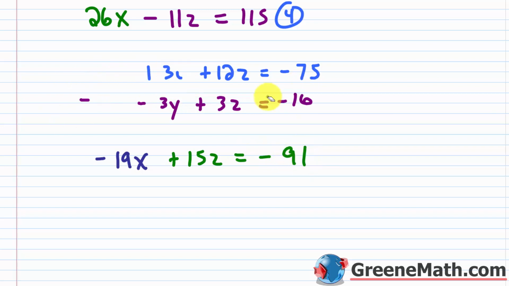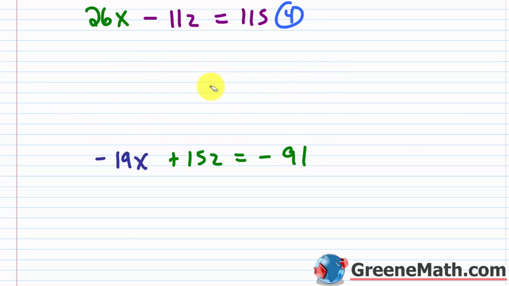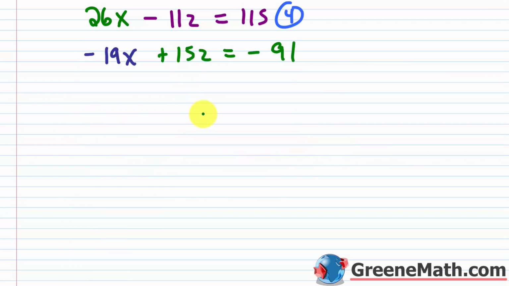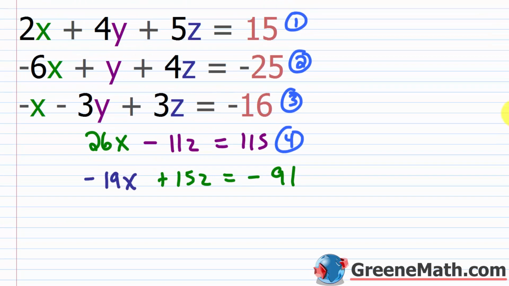Okay, so let's erase this, and let's drag this up. And let me scroll back up here. So let me label this in the same color so we're consistent. So this is going to be equation 5.